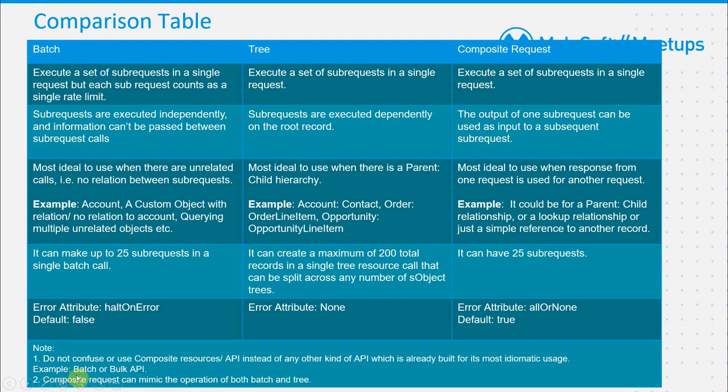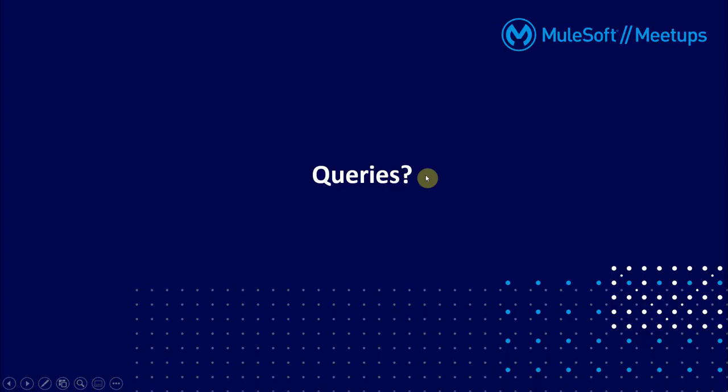The next one says composite request can mimic the operation of batch, right? We just saw about it. A composite request can be used to create parent-child relationships, and it could be used to have independent, non-related sub-requests as well, right? So this completes this particular slide and your presentation as well.